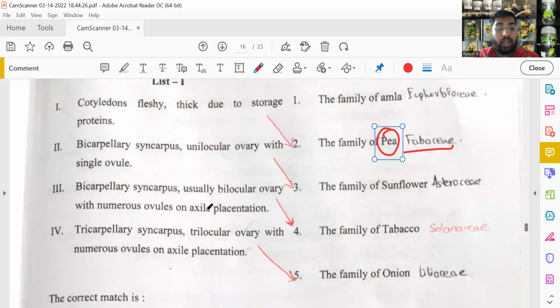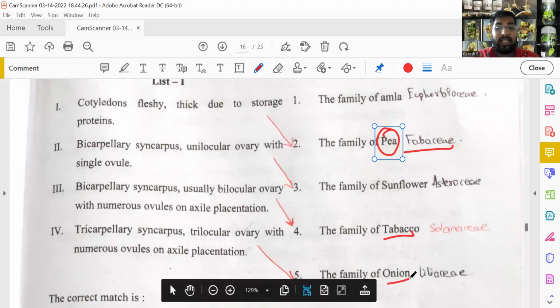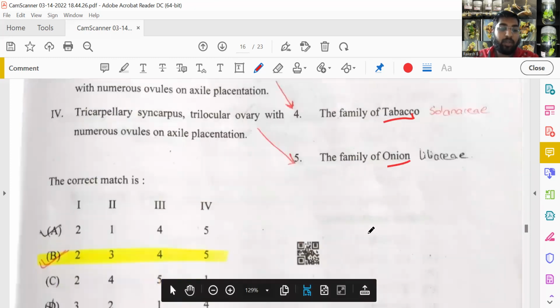Bicarpellary, syncarpous, bilocular with axile placentation is the character of Solanaceae, that is tobacco. And tricarpellary, trilocular, syncarpous with axile placentation is characteristic of Liliaceae. Onion falls under Liliaceae. So according to this, the right option is option B.